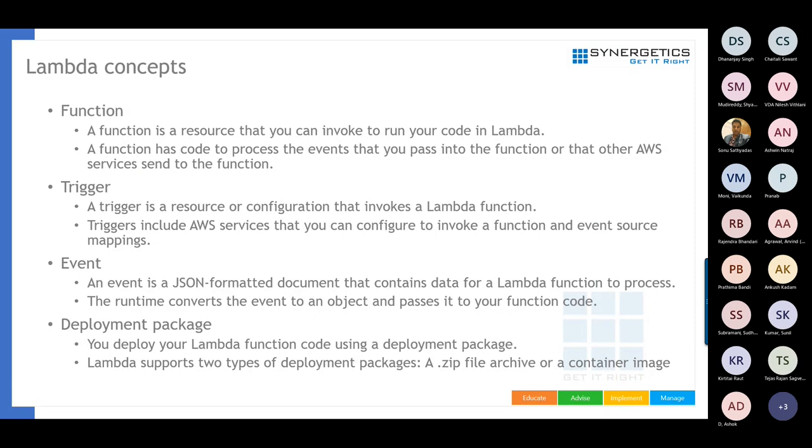A function has code to process the events that you pass into the function or that other AWS services send to that function. So either you will be sending the event data to the Lambda function using HTTP, or some of the other services like SQS, SNS, or CloudWatch. These are some of the services which can also send events to AWS Lambda. The Lambda function is going to receive this information and then process that data.